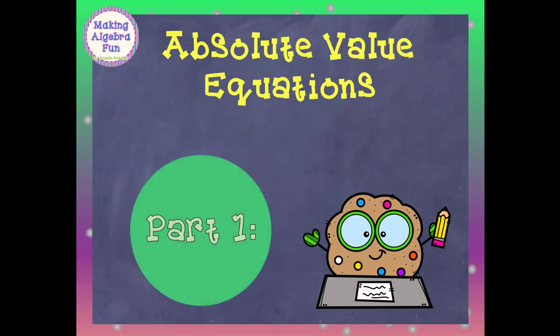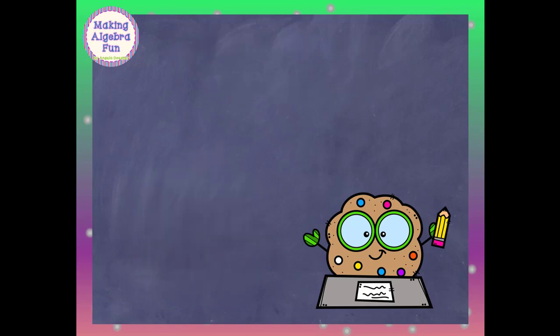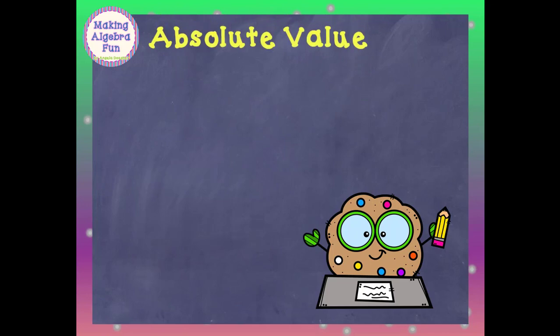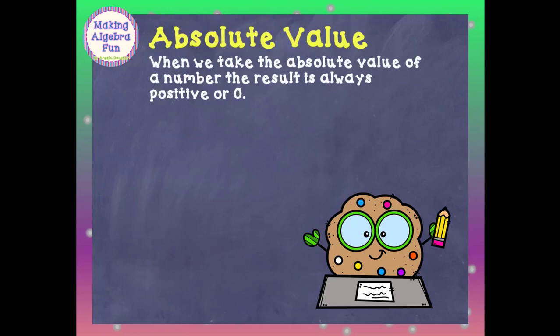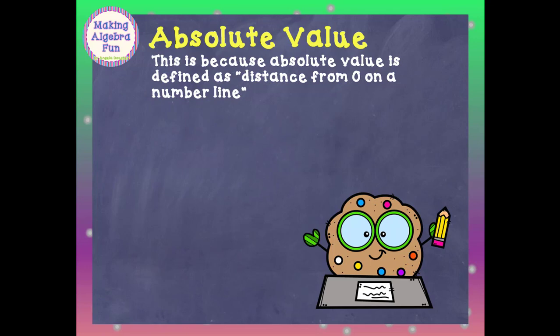In this video, we're going to concentrate on what an absolute value equation is and get a feel for how they work and how to solve them. So before we get into the actual equations, let's just discuss absolute value a little bit. When we take the absolute value of a number, the result is always positive or 0. You may or may not remember that.